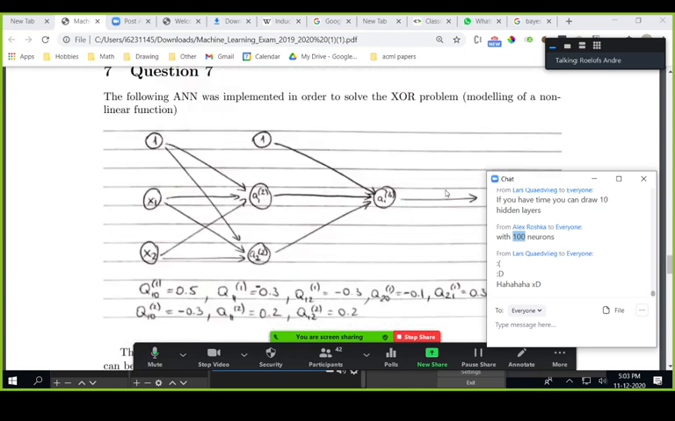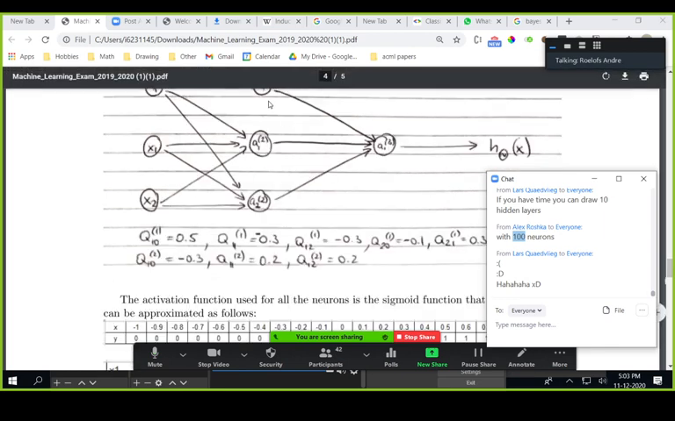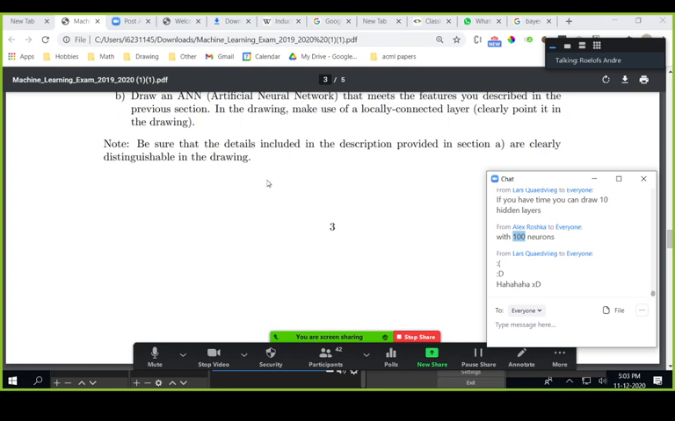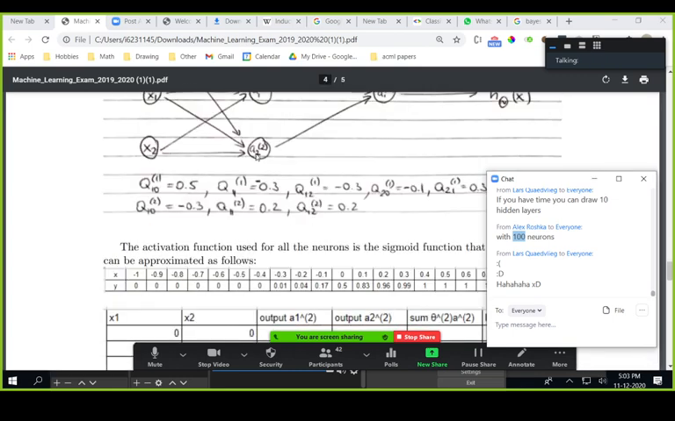Okay, so we have, oh yeah, we might have forgotten the bias node here because we had the bias node in our network. Whatever, it's fine.